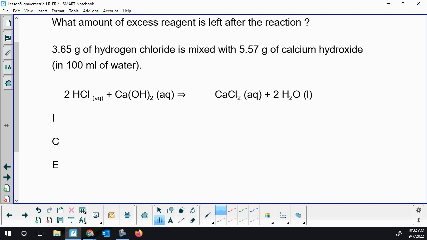And we have a little under 4 grams of hydrogen chloride mixed with a little less than 6 grams of calcium hydroxide, and this is in 100 mL of water. Now I've done the double replacement or acid-base neutralization, and now we've got to take those masses and turn them into moles.